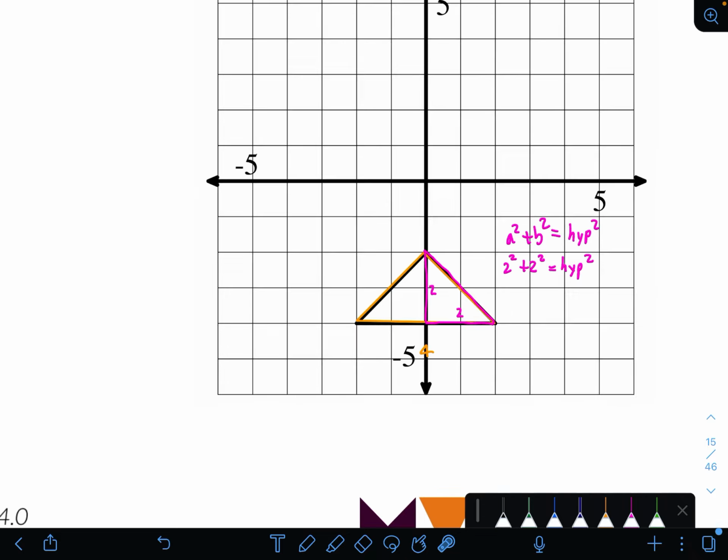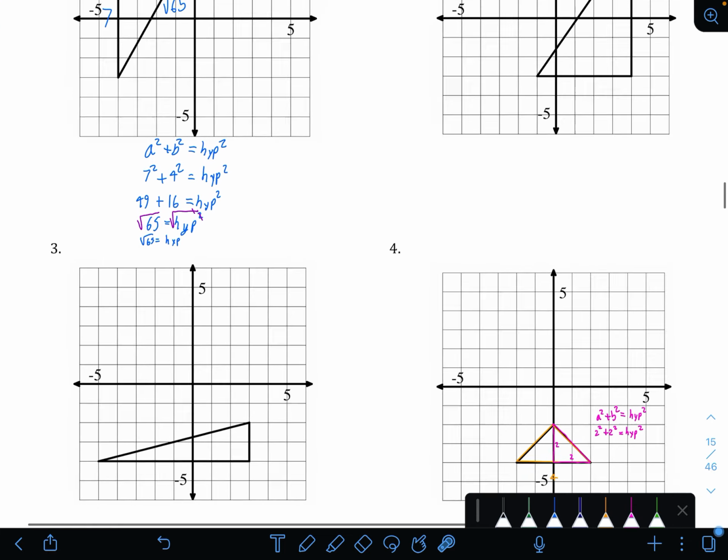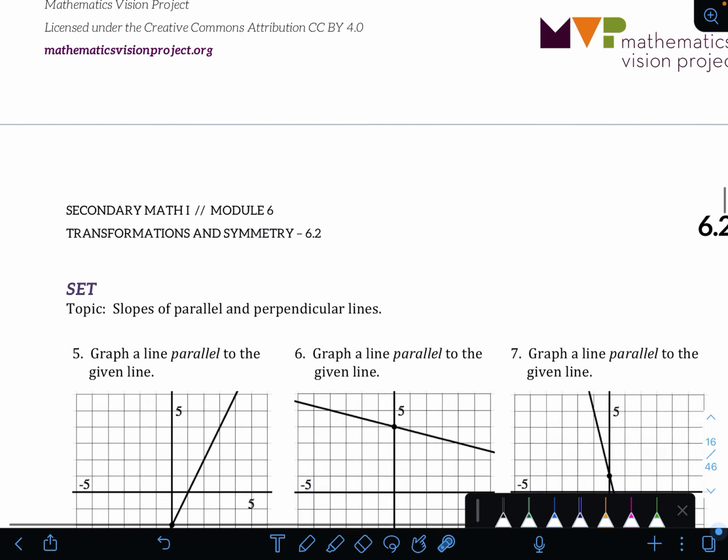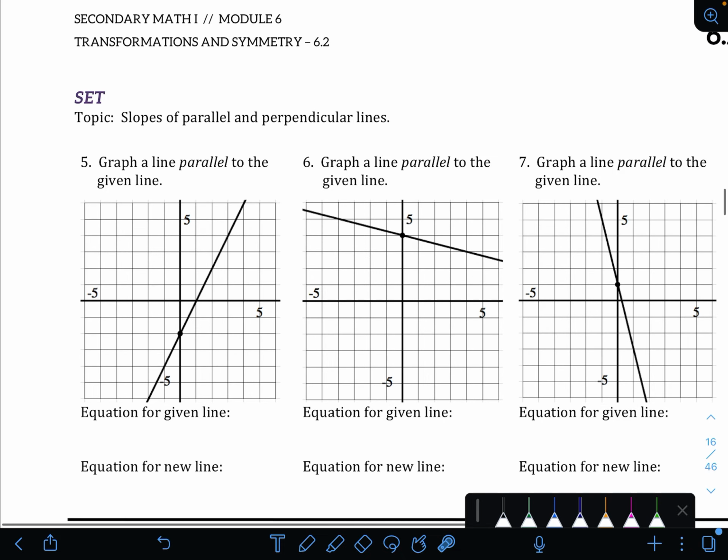All right, let's move on. I'm going to show you how to do the problems on the set homework. Okay, so let's take a look. The big topic for the set homework is always connected to the topic of our task.